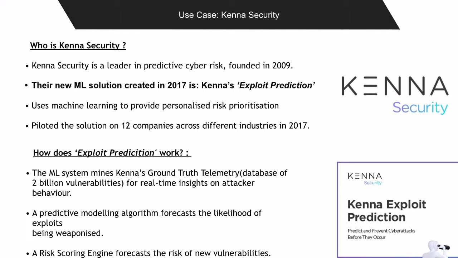So how does the exploit prediction link to the previous technical details we just talked about? Well, the ML system mines Kenna's ground truth telemetry, which is a database of 2 billion vulnerabilities, for real-time insights on attacker behavior. Then a predictive modeling algorithm forecasts the likelihood of exploits being weaponized, and a risk scoring engine forecasts the risks of new vulnerabilities.